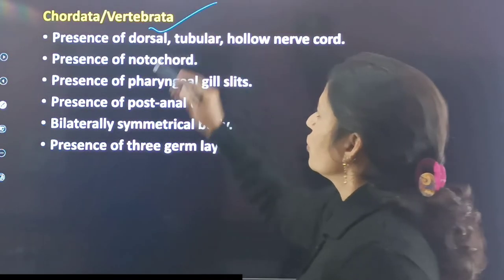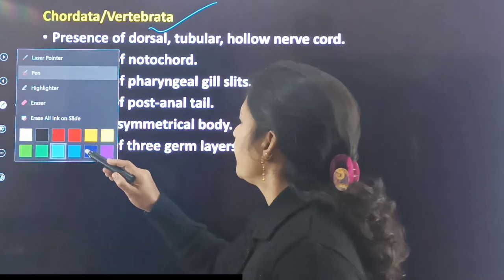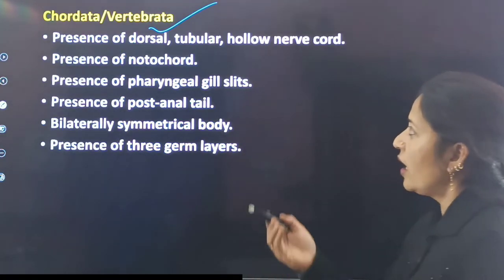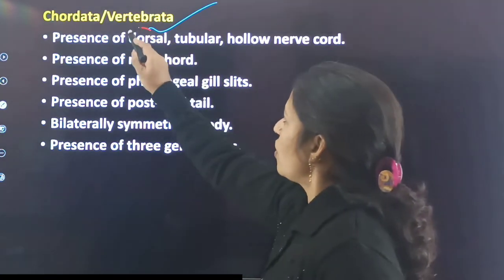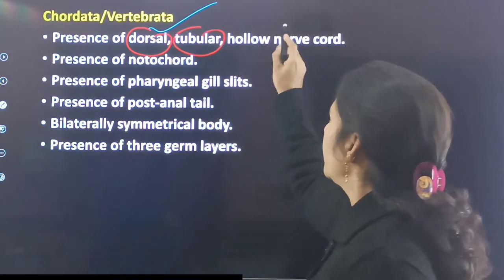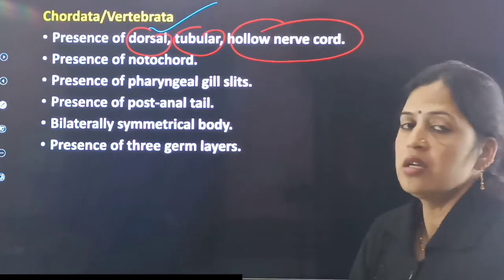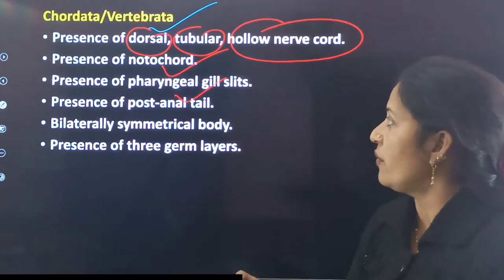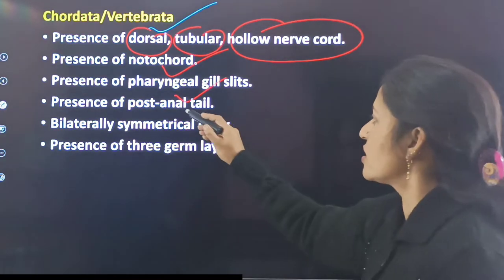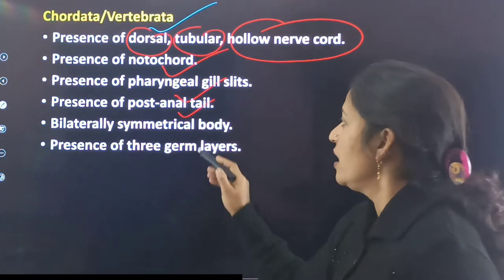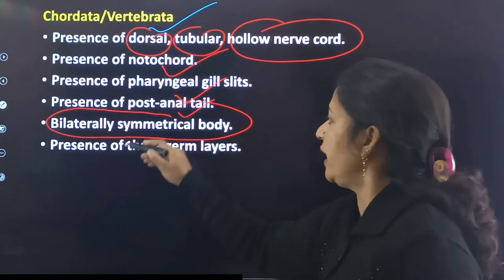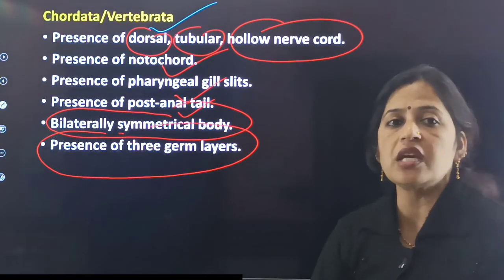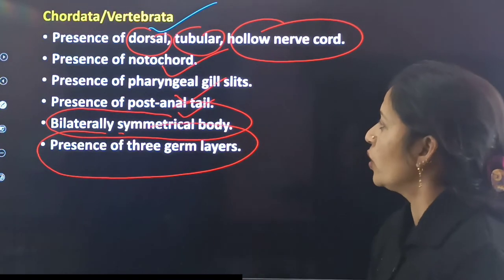Next is Chordata, Vertebrata. In Chordata Vertebrata, there is a presence of a dorsal, tubular and hollow nerve cord, presence of notochord, presence of pharyngeal gill slits, presence of post anal tail, bilaterally symmetrical body and presence of the three germ layers.